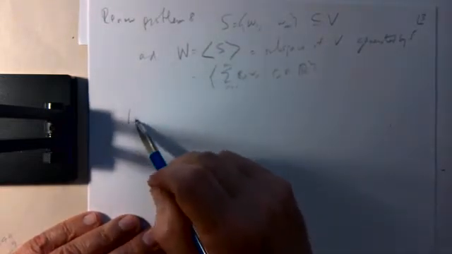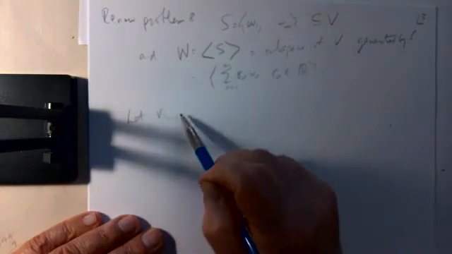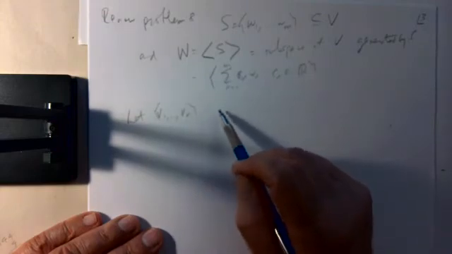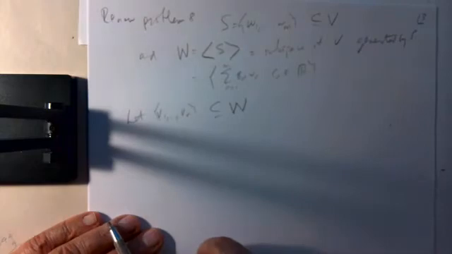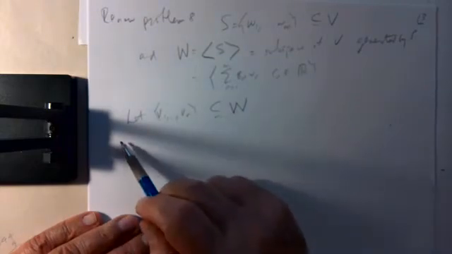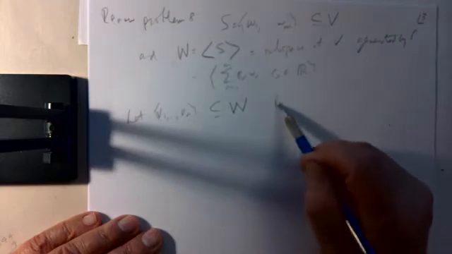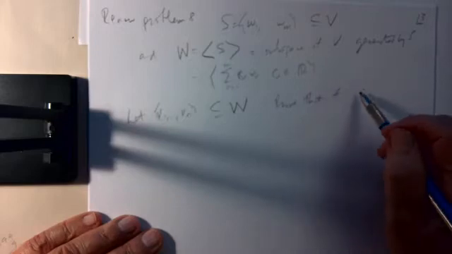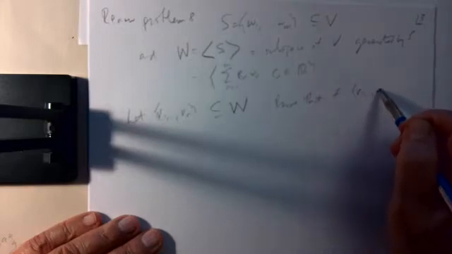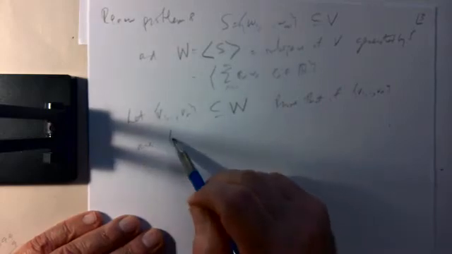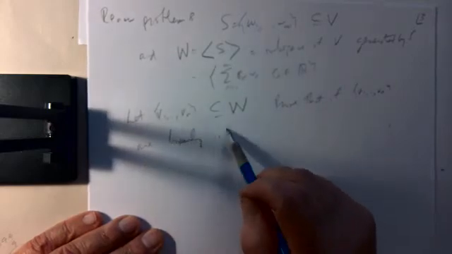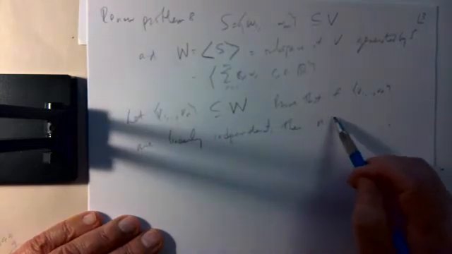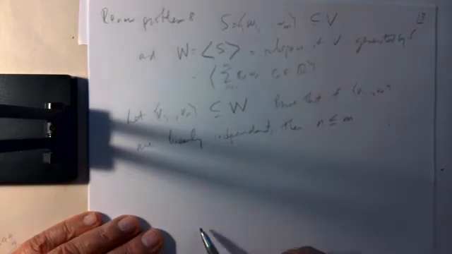So suppose we let V1 up to Vn be a subset of W. And we want to prove that if the vectors V1 up to Vn are linearly independent, then n is less than or equal to m.